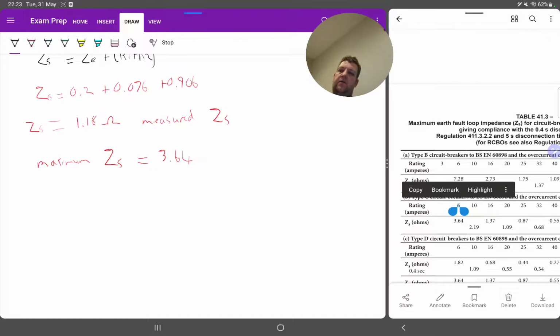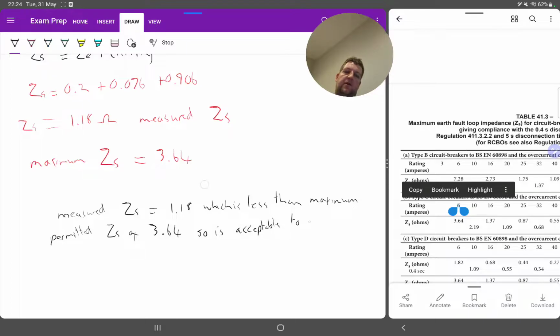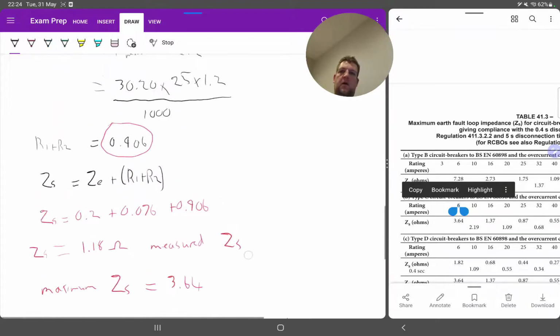So all we need to do is a final written statement on this question. We can say measured ZS equals 1.18, which is less than maximum permitted ZS of 3.64, so is acceptable to comply with what we're actually asking.